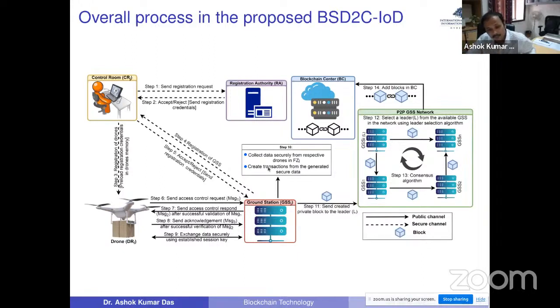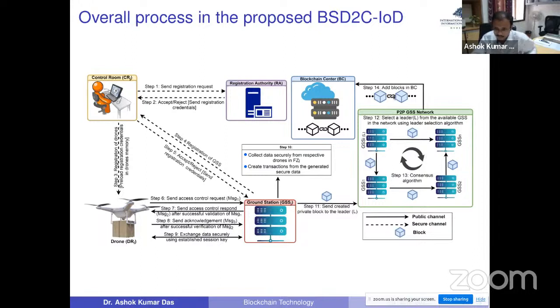Once the transactions are created, they will be used to form a private block by the corresponding GSS. Once you have a private block in the P2P GSS network, a leader will be selected, and the leader will broadcast the block in the P2P network using consensus algorithms. That block will be added, and the same block will be added in the respective GSS local ledgers. In that way, secure data is stored in the blockchain.